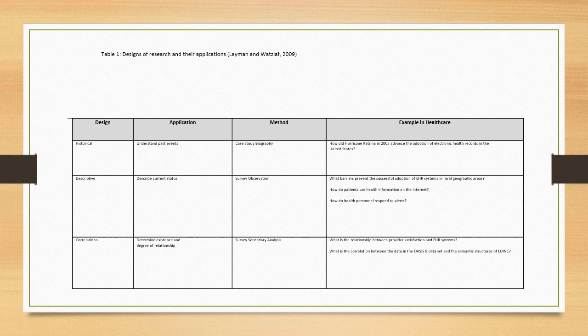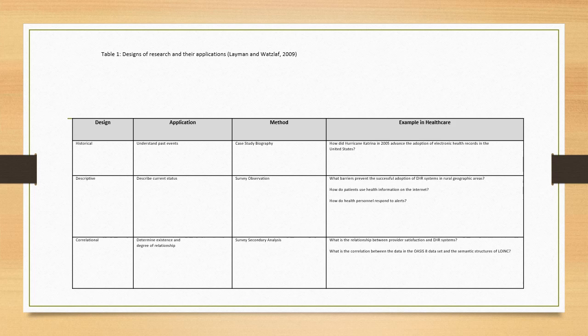And the example in healthcare is how did Hurricane Katrina in 2005 advance the adoption of electronic health records in the United States. While in the descriptive design, the application was to describe current status, and they used a survey observation method, which is quantitative, I think.